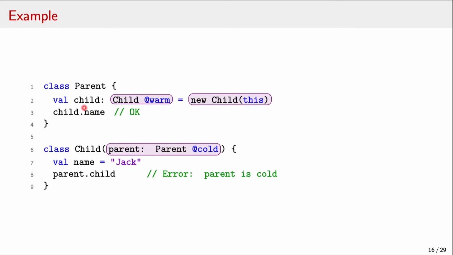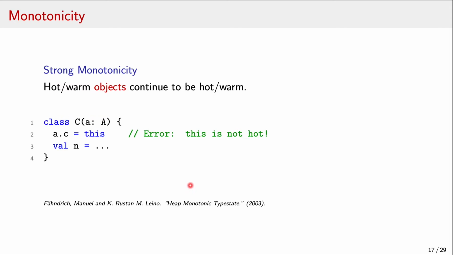As the system knows that the field child is OOM, the expression child.name at line 3 is legal. In contrast, at line 8, accessing the field child on parent is illegal because the field parent is cold at this point. We have seen that weak monotonicity is sufficient for local reasoning. However, for initialization safety, we need stronger concepts of monotonicity.